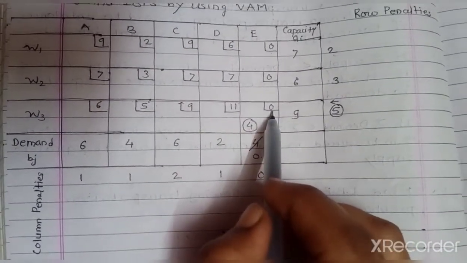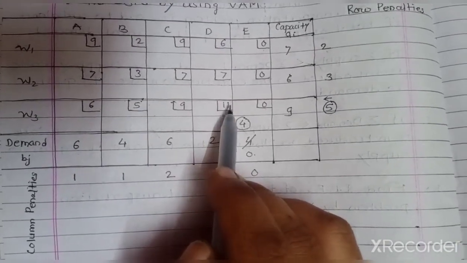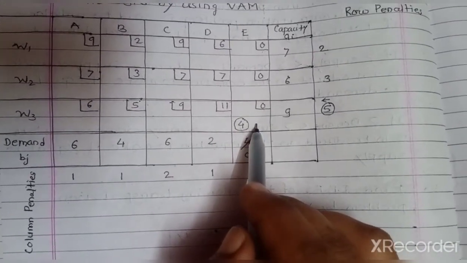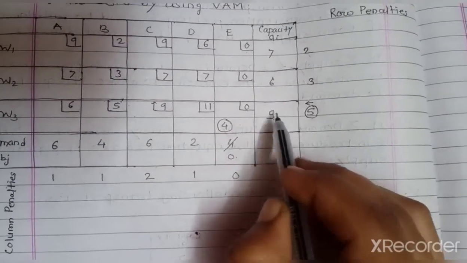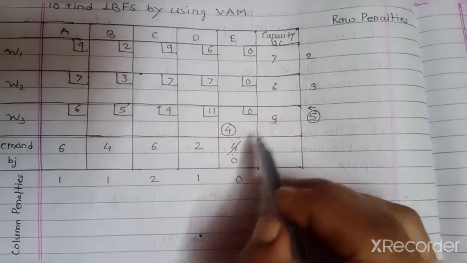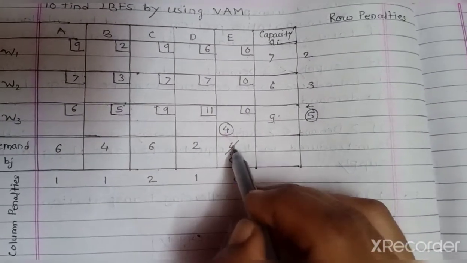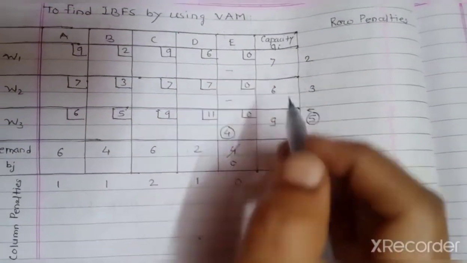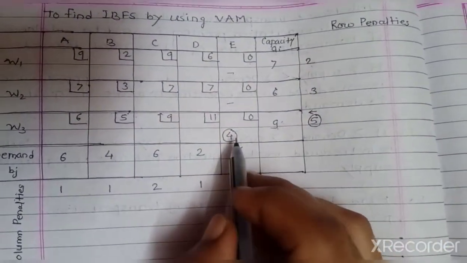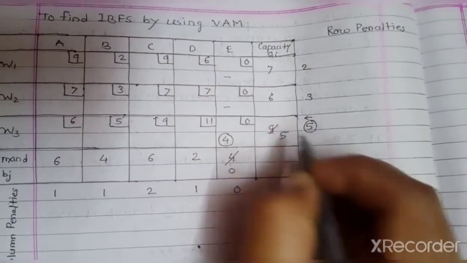So this 0 is the minimum cost among 6, 5, 9 and 11. So we choose this first cell, then check what is our capacity and what is our demand. Among capacity and demand, which one is the minimum? So 4 is the minimum. So fill here the 4. And 4 minus 4 we write down here as 0. At that time we write down a dash here. At the same time we subtract 4 from 9, so there remains only 5.